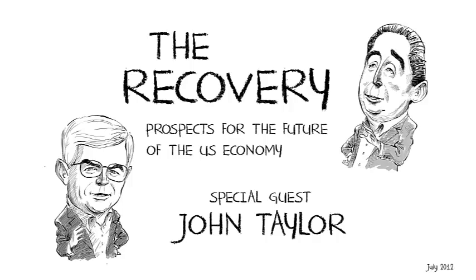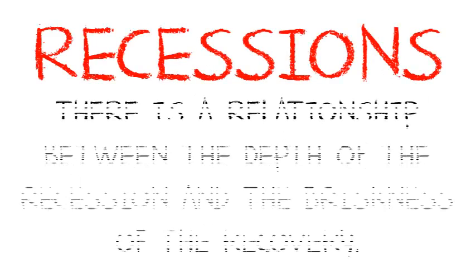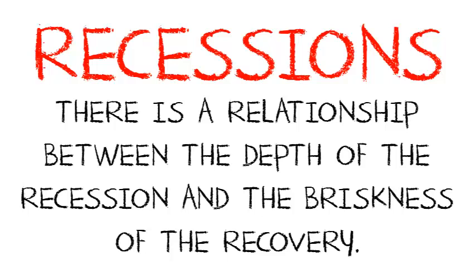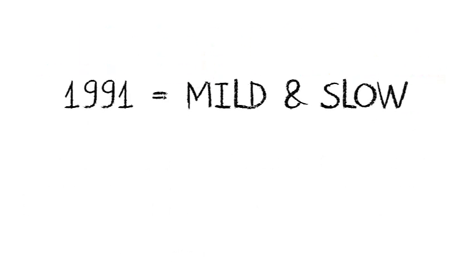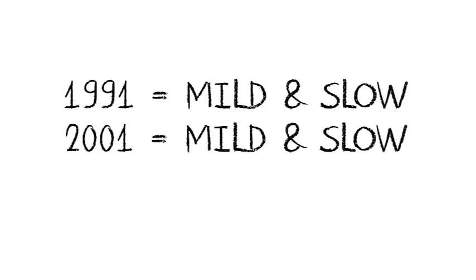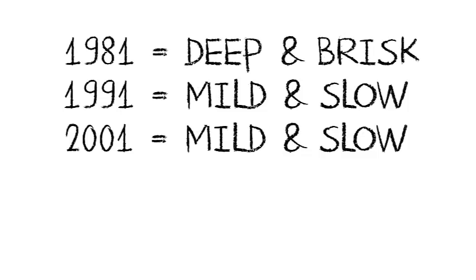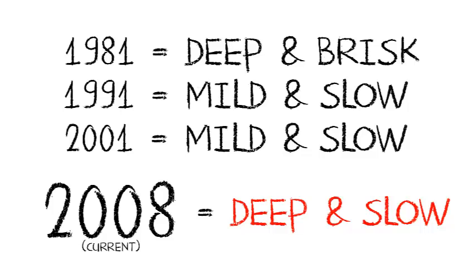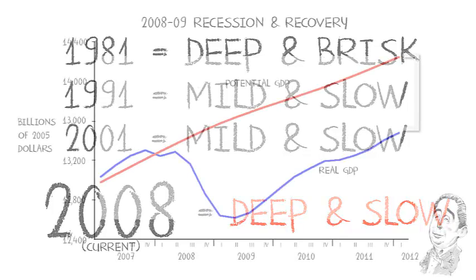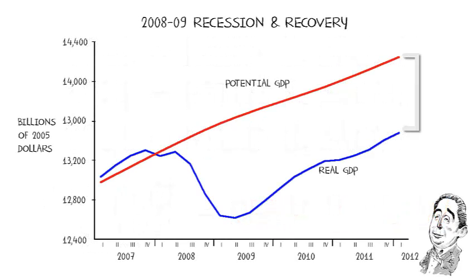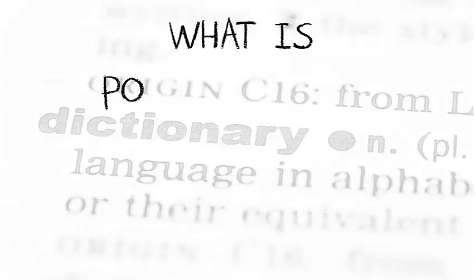Now, in past recessions, there's been a relationship between the depth of the recession and the briskness of the recovery. The 91 and 2000 recessions were mild and had slow recoveries. The deeper recessions of the past were deep and had brisk recoveries. This is deep with a slow recovery. So let's talk about the potential GDP gap, as it's often called. John, tell us, what is potential GDP?